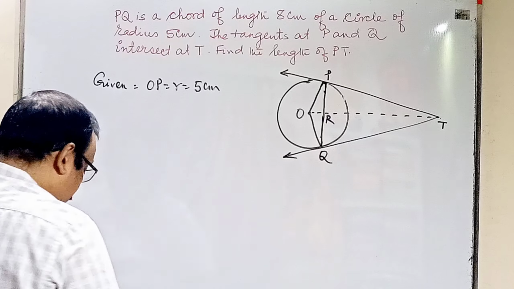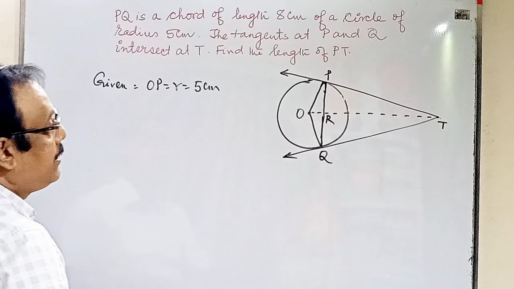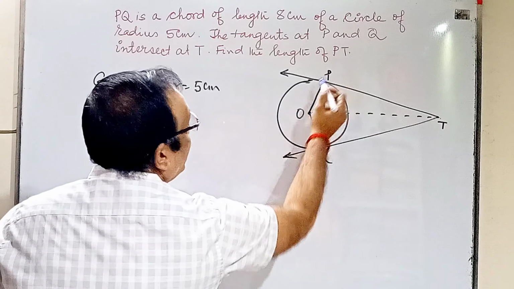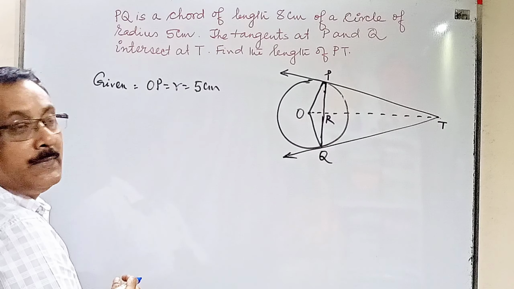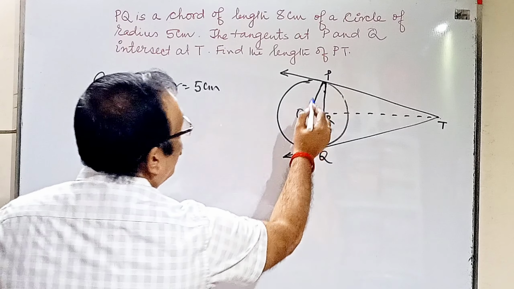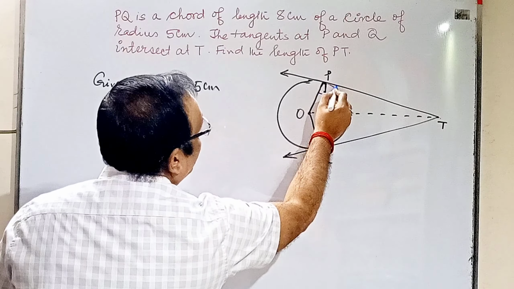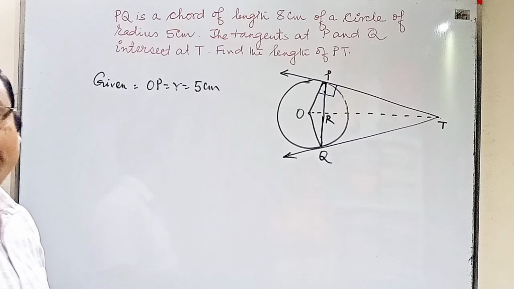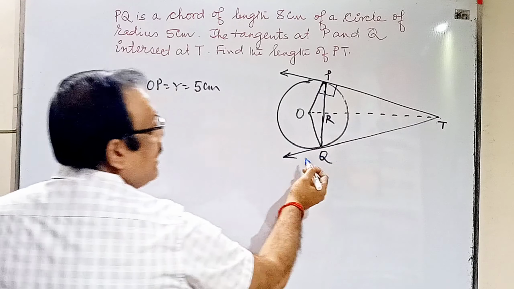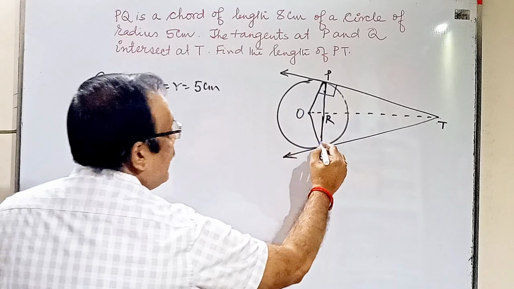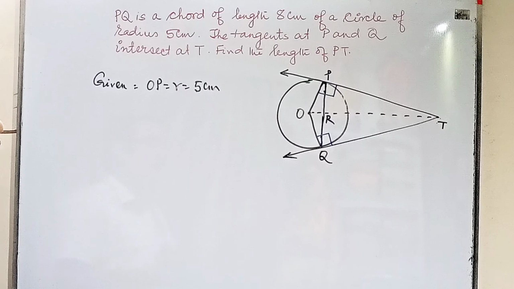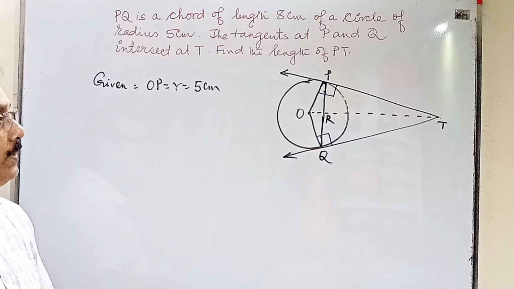Now, if we look at this sum, what is OP? Radius. What is PT? Tangent. We know a tangent to a circle is perpendicular to the radius. So this angle is 90 degree. Again, QT is a tangent and OQ is a radius, so this is perpendicular. A tangent to a circle is perpendicular to the radius.